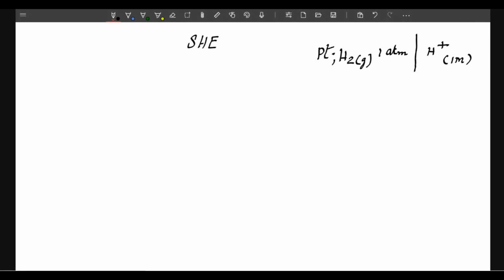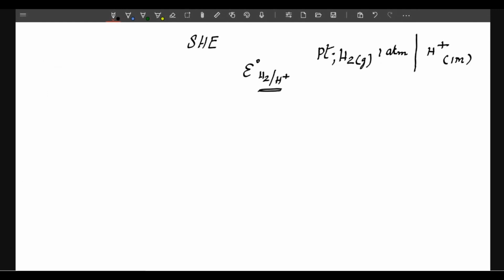Actually, it has its own potential, but we don't know the potential of any single electrode. But if you make an assumption that this electrode has this value, only then can the standard electrode potentials of other electrodes be calculated. Otherwise, it is impossible. For the standard hydrogen electrode, the epsilon value, here I am going to write only the oxidation potential.